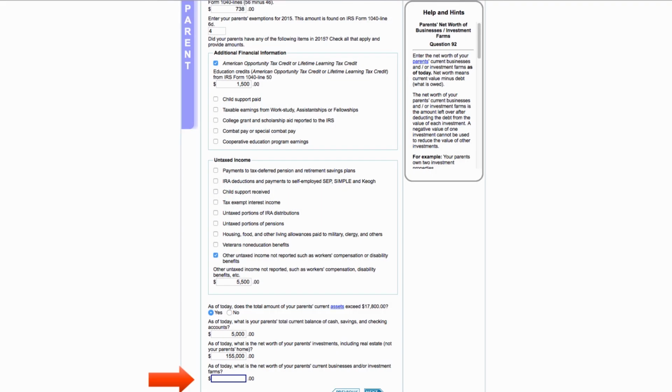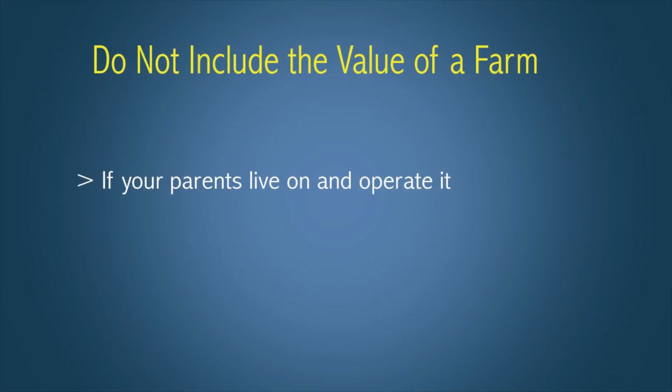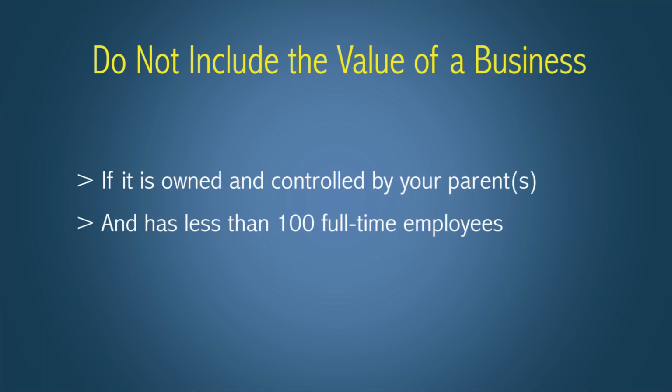In this last question, report the net worth of your parents' business or farm. Do not include the value of a family farm if your parents live on and operate it. Also, do not include the value of a business if it's owned and controlled by your parents and has less than 100 full-time employees. Congratulations, the hard part is over. Repeat these same steps in the Student Financial Information section and then continue on to Step 6 for information on how to sign and submit your FAFSA.